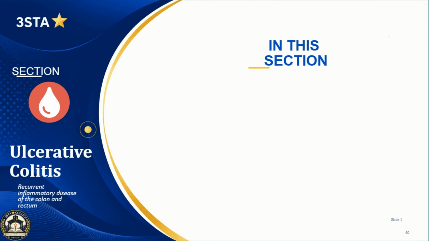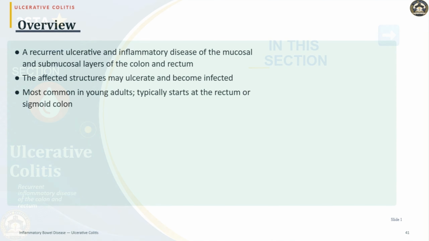Our final topic in inflammatory bowel disease is ulcerative colitis, a recurrent inflammatory disease primarily affecting the colon and rectum. Ulcerative colitis is a recurrent ulcerative and inflammatory disease that primarily impacts the mucosal and submucosal layers of the colon and rectum. The affected structures are prone to ulceration and subsequent infection.